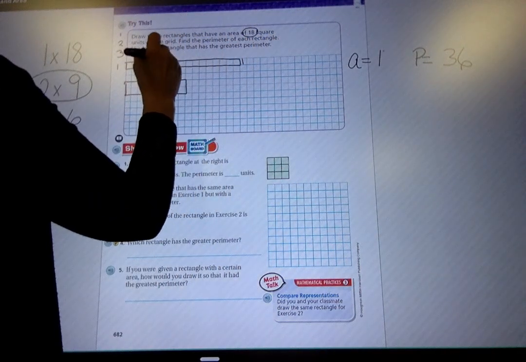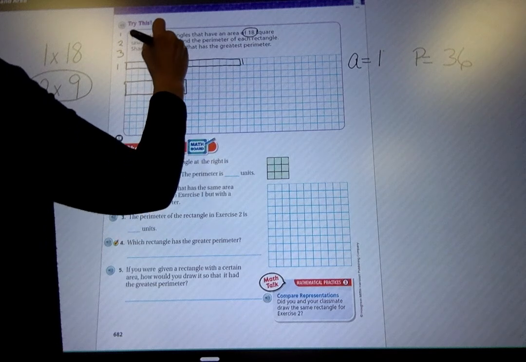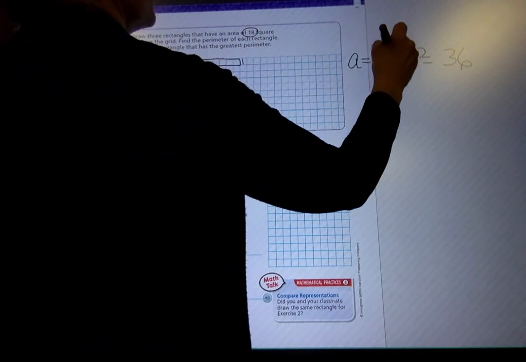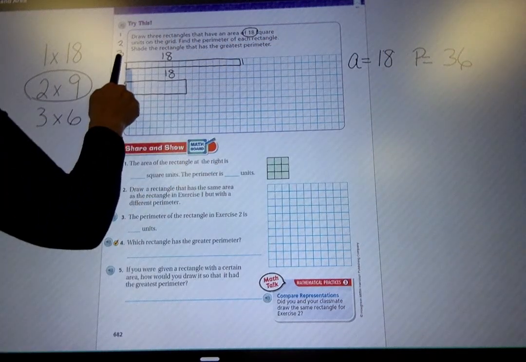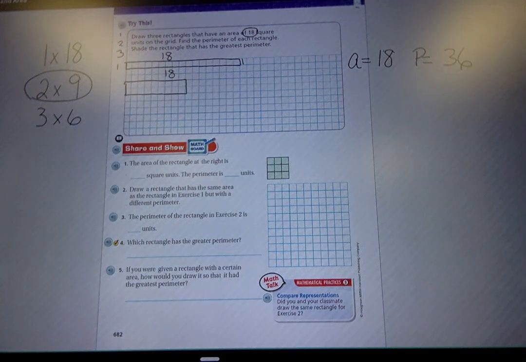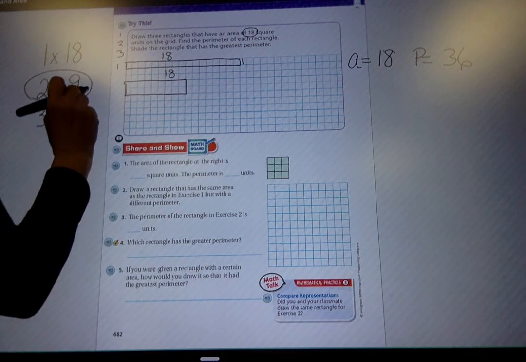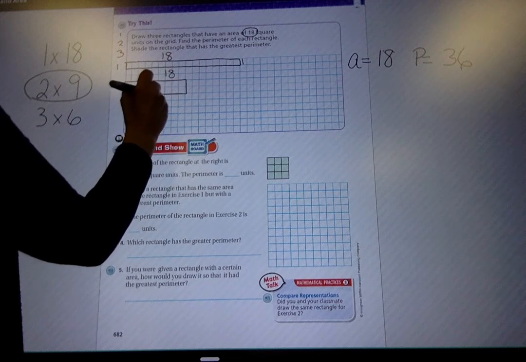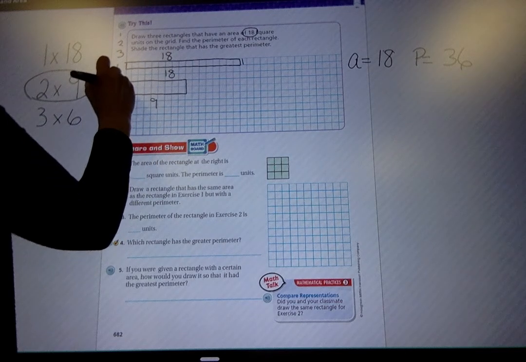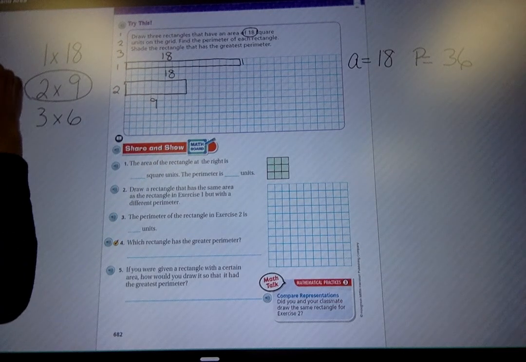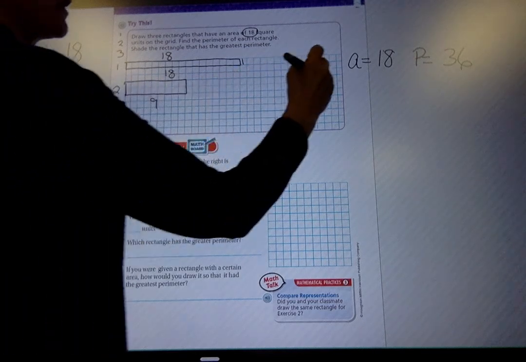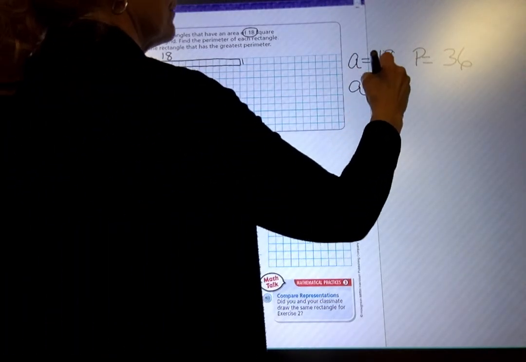I know, Danny, you caught me on that. Joey, I bet you caught me on that. I counted 18 squares across, but I don't know why I wrote 17. So now this one is 9 by 2. 2 times 9 is 18. We still have an area of 18.